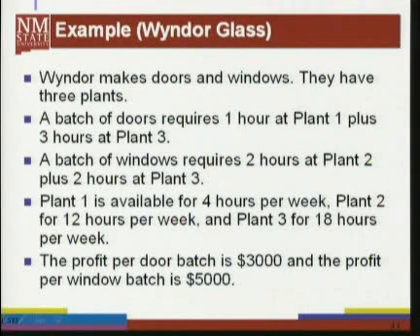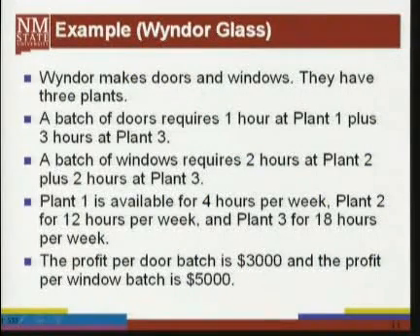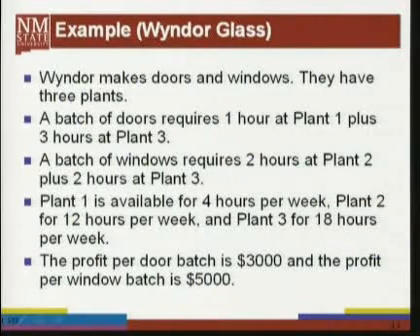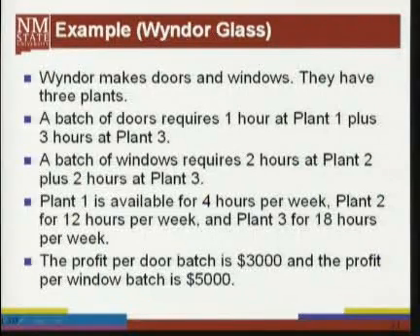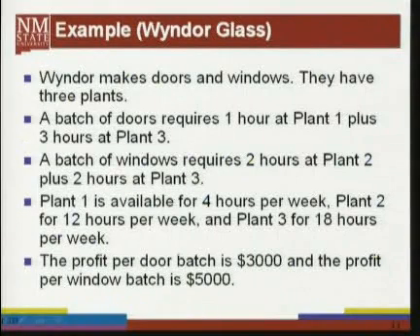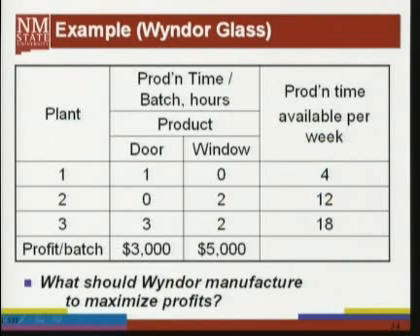So in this example, window glass makes two products, doors and windows, in three different plants, right? The production time required for a door is 1 hour and 3 hours at plant number 1 and number 3, respectively. And for windows, 2 hours of production time is required at each of plant number 2 and 3. Plant number 1 is available for 4 hours per week, plant number 2 for 12 hours per week, and plant number 3 for 18 hours per week. The profit per door is $3,000, and the profit per window is $5,000. This given information is summarized in this table.